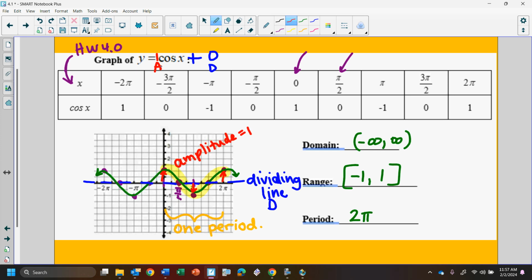Little thing, amplitude is always technically the absolute value of A. That is a real vocab word. It's not a made up Miss Rose's word. Amplitude is a real vocab word and it has to be positive. Always, always. Cool. Amplitude is always positive. Let's jump back up to the sine graph.